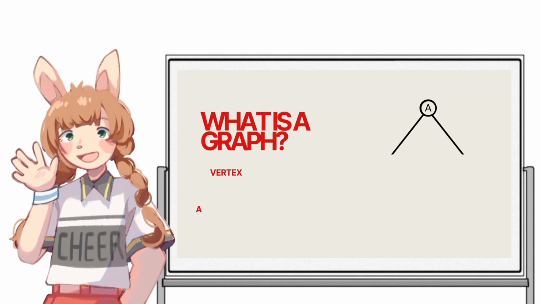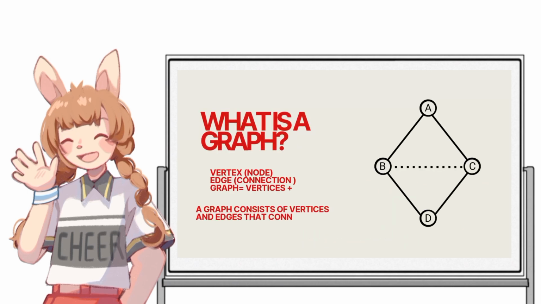Before discussing graph tiles, let us briefly review the concept of a graph. A graph is a mathematical structure consisting of vertices and edges. Vertices represent objects or points, while edges represent connections between those objects. Graphs are widely used to model transportation systems, social networks, communication networks, and many other real-world structures. Understanding graphs is important because graph tiles are built from these fundamental elements.